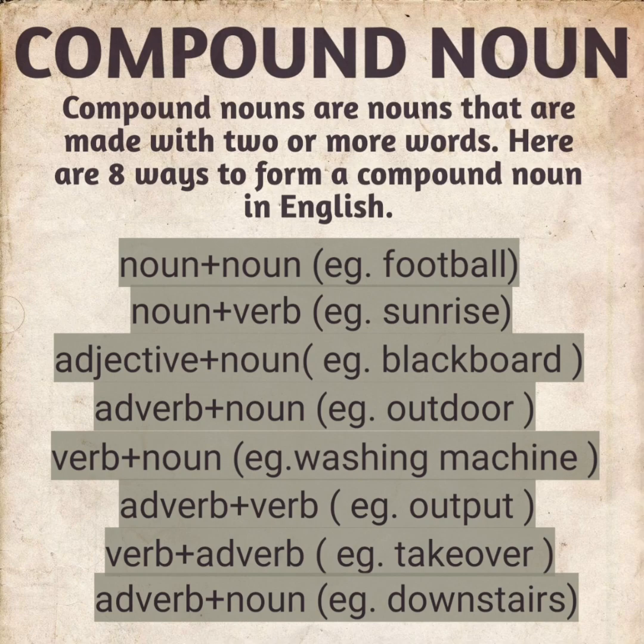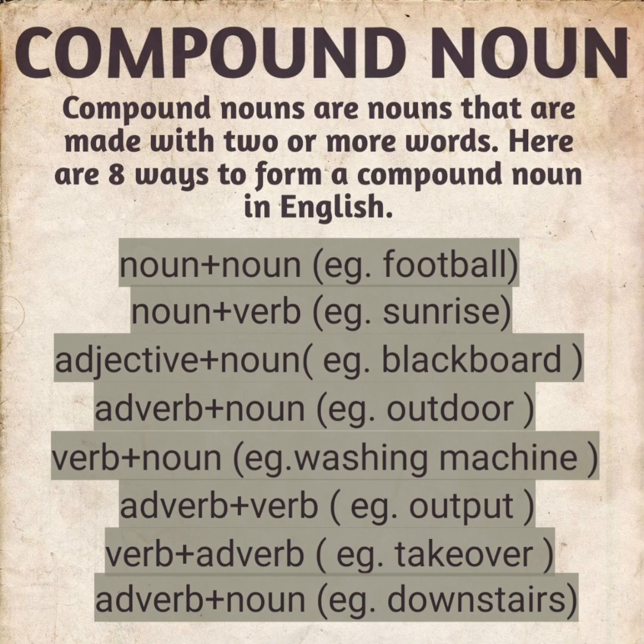The next set is noun and a verb. For example, sunrise, where the word sun is a noun and rise is a verb. The third is adjective plus noun. Example is blackboard, where the word black is an adjective and board is a noun.